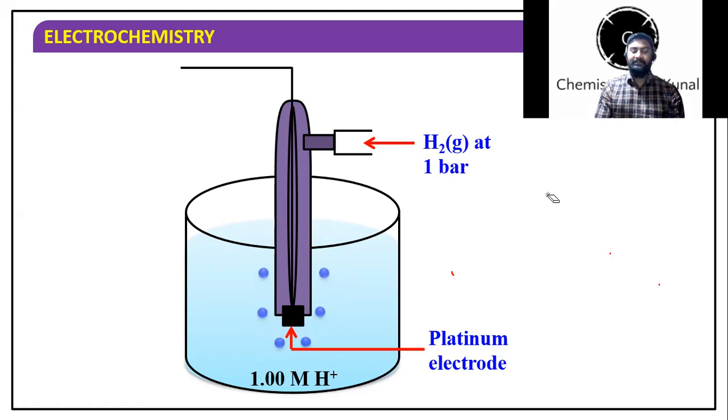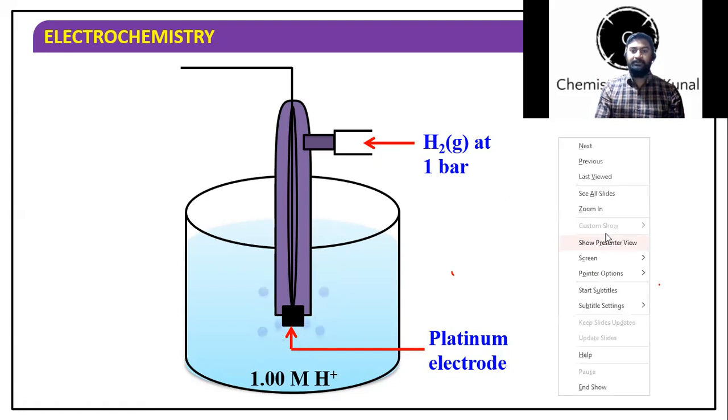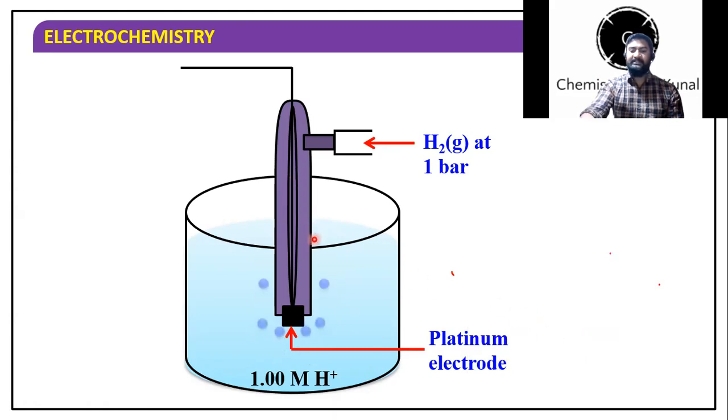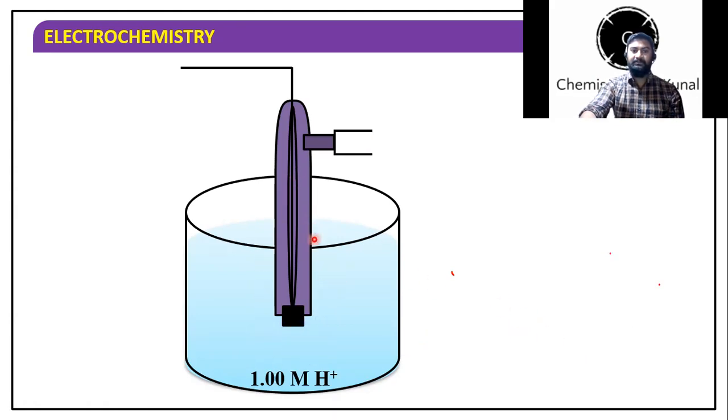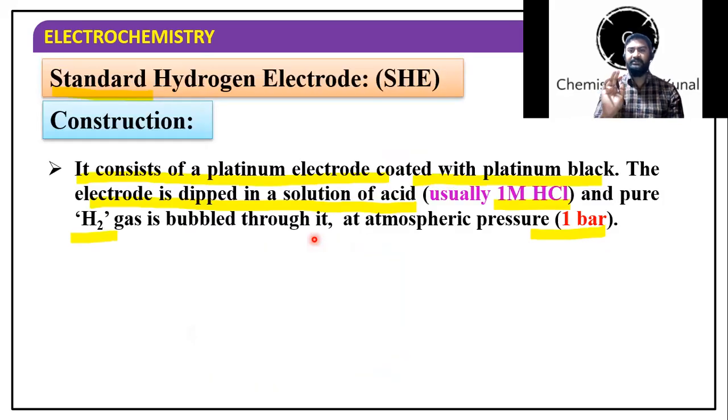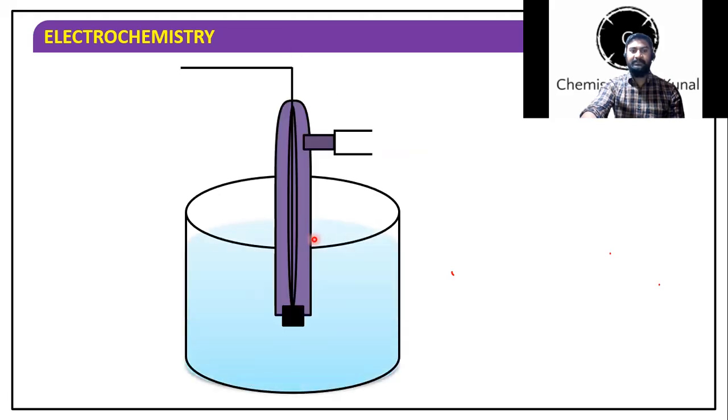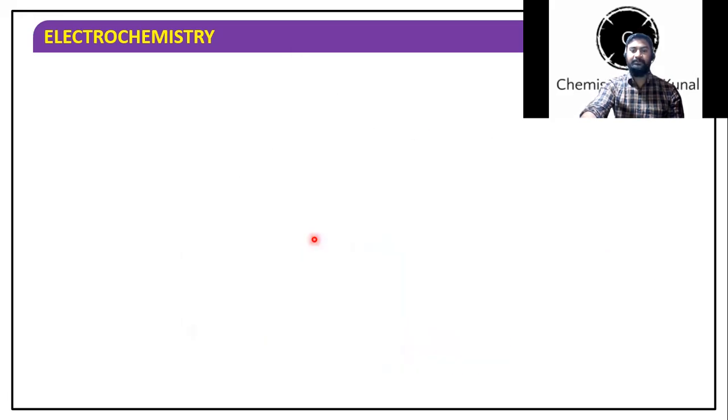Next, we'll see how it is useful. Why are we studying all these things? What you have to write in the exam, if this question comes, is basically this definition that you have seen in the previous part. This is the definition of the standard hydrogen electrode. Just write this. It will be a 1 mark question. You can easily get the marks. And this is the construction, and that's how it looks.